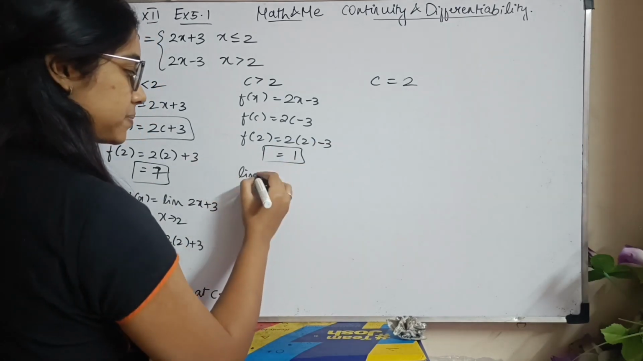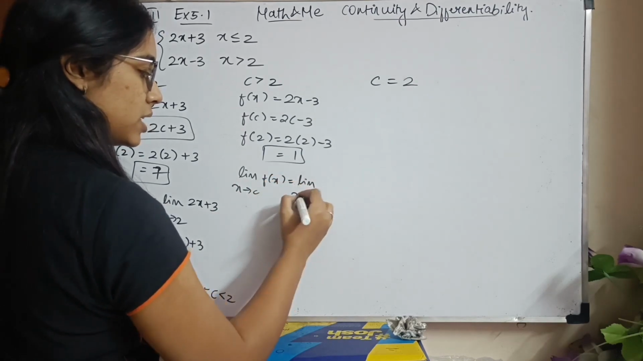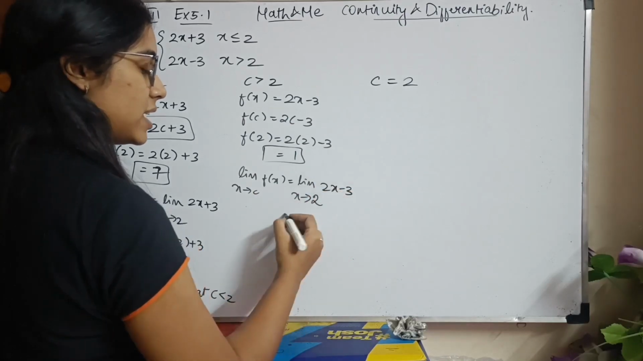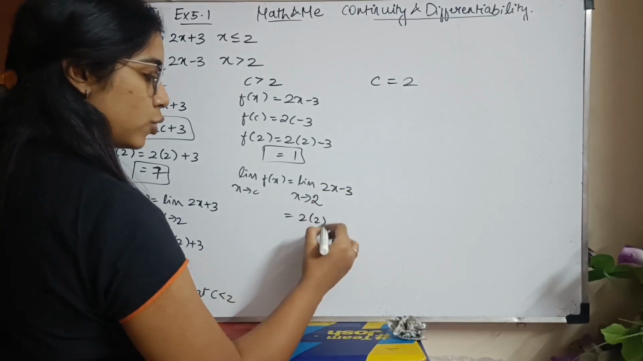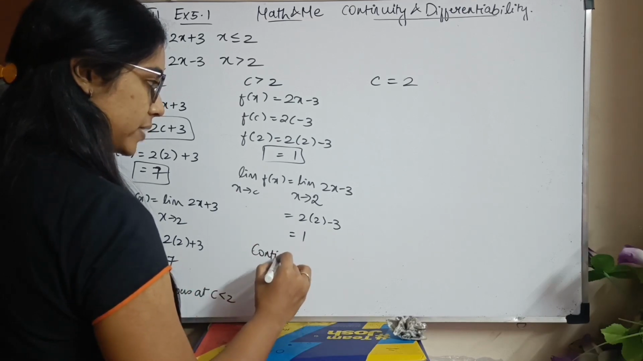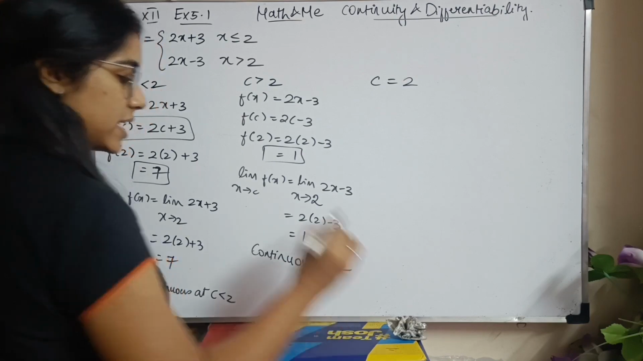If limit x tends to c of f of x, which is limit x tends to c of 2x minus 3, when I directly substitute, I'll have 2 times 2 minus 3, which is 1. So, continuous. This is equal, correct? So, continuous for all values where c is greater than 2.